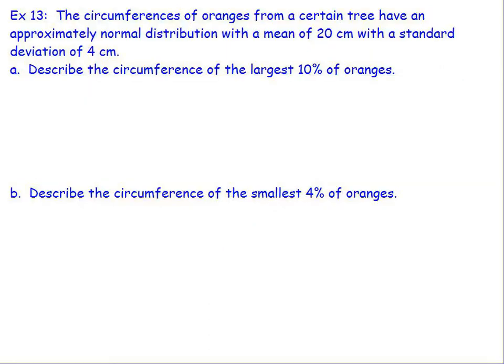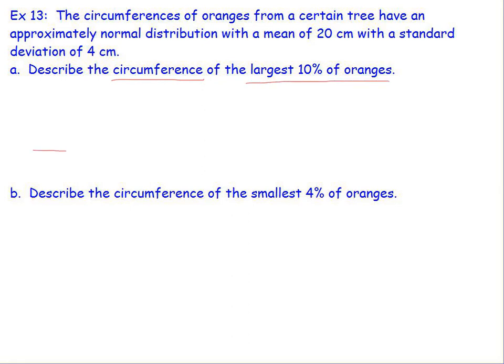The circumference of oranges from a certain tree have an approximately normal distribution, that's important, with a mean of 20 centimeters and a standard deviation of 4 centimeters. Describe the circumference. Notice it doesn't say find the percentage. Describe the circumference of the largest 10% of oranges.